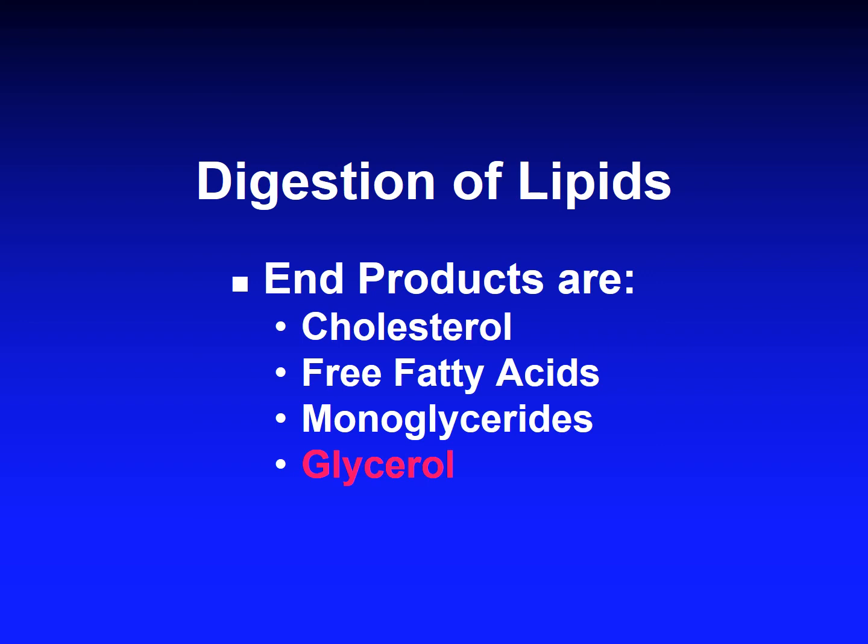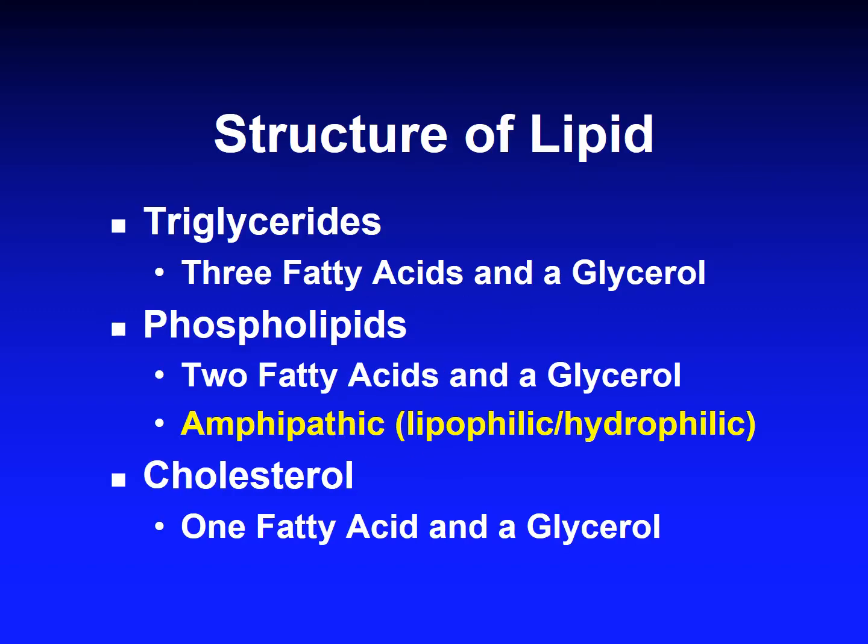So let's see first how they are structured, and then after that how they are digested and absorbed. The structure of lipids is basically either triglycerides, phospholipids, or cholesterol. The triglycerides have 3 fatty acids and glycerol. Phospholipids have 2 fatty acids and glycerol. Cholesterol has 1 fatty acid and glycerol.